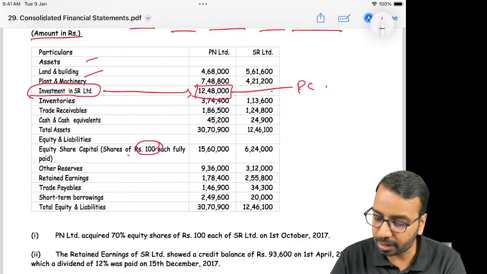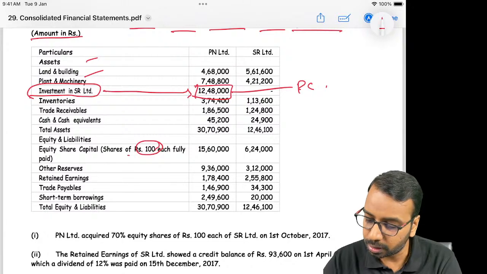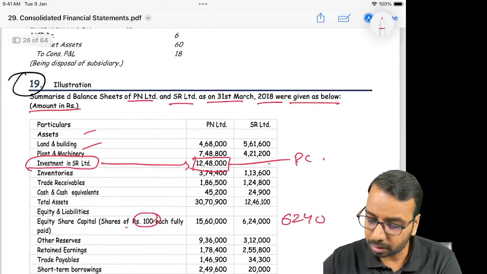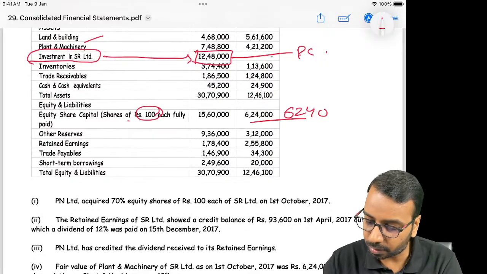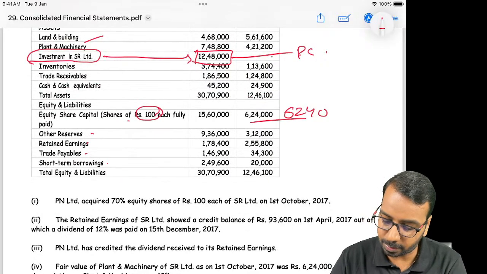Then inventory, trade receivable, cash, total assets, equity, all of these are common. Shares of rupees 100 each fully paid. Here you can see 6240, and that is the number of shares. Other reserves, retained earnings, trade payable, short term and all of that.